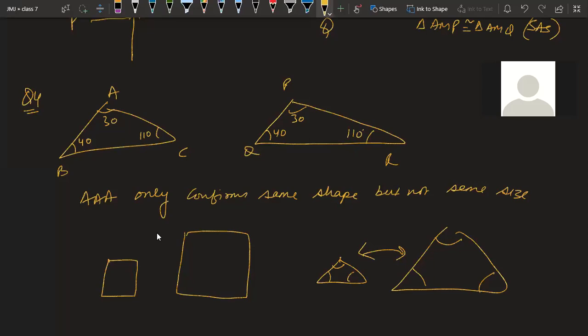Sir, PMA and AMQ are adjacent in question number 3. PMA and QMA. Yes. PMA and QMA are adjacent, but adjacent is not a reason for being equal. You are correct. They are adjacent, but adjacent is not a reason for being equal.